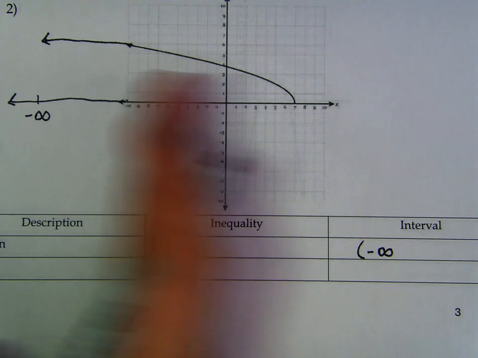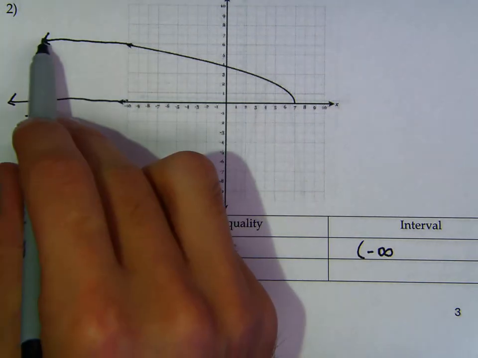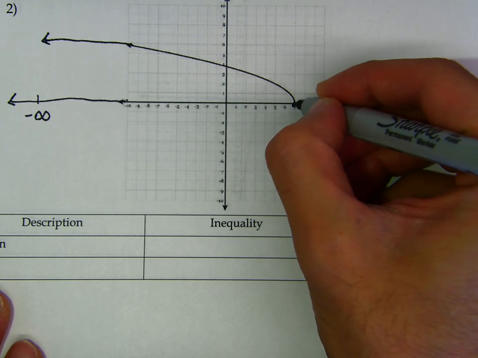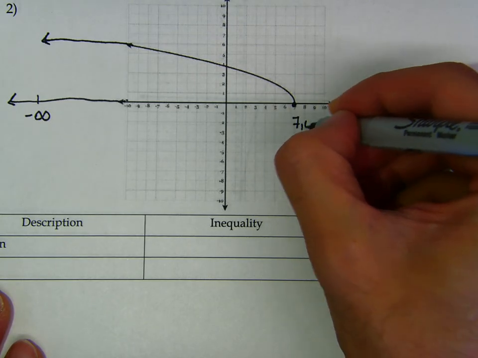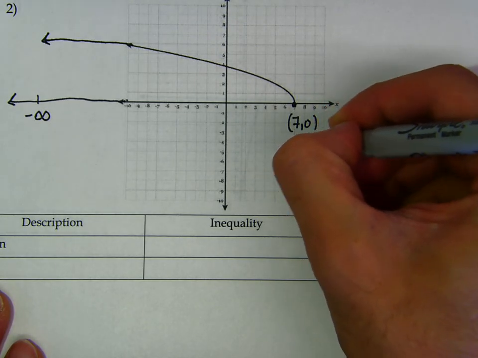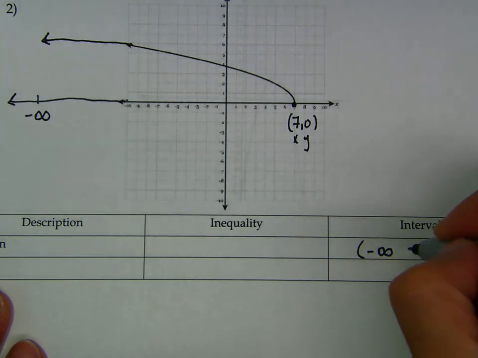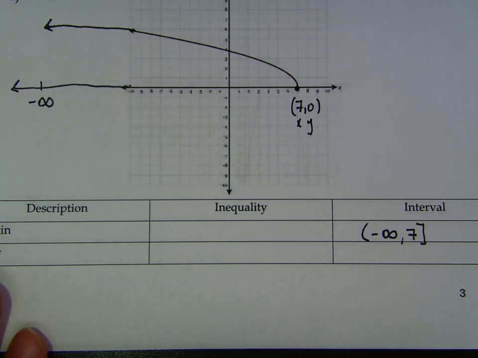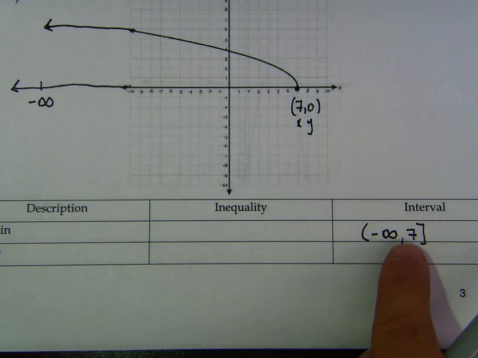You're starting towards this negative infinity, and where's the rightmost side? Over here. It's at 7, 0, right? So this is my x and this is my y. So then it has to end at 7 bracket. All right. Okay, you see how it was a little tricky, right?